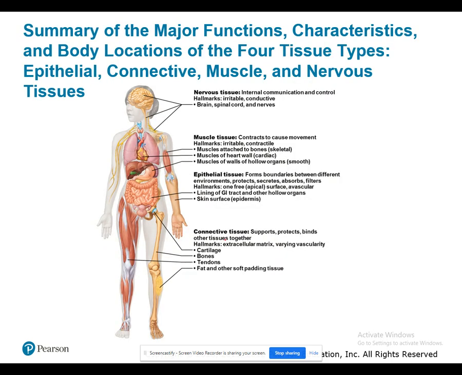So here's a summary of the major functions and characteristics of the four tissues that we have covered so far. We have covered nervous tissue. So again, internal communication and control, where you can find it: brain, spinal cord, nerves. Here we covered muscle tissue in this unit as well. The whole function is to contract and cause movement. And where you're going to find it: attached to bones, in the heart wall, in hollow organs. And then last week we covered the other two, epithelial and connective, so it shows what their major function is and where you're going to find those as well.